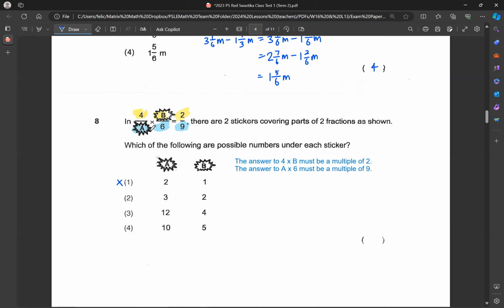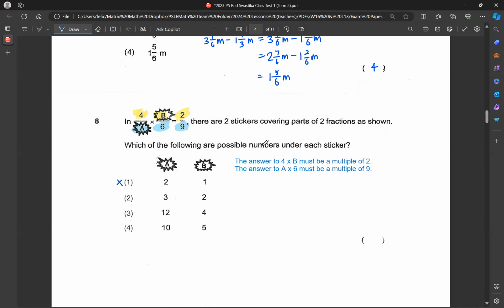Let's test out 3. So 3 times 6 is 18, right? 3 times 6 is 18. 18 is a multiple of 9. So option 2, we can keep it in mind, but we should go on to test out the number for B then.